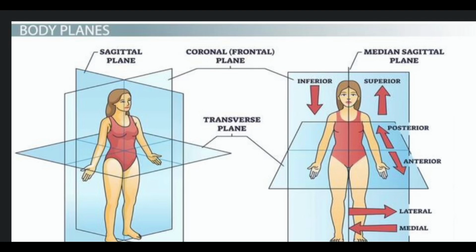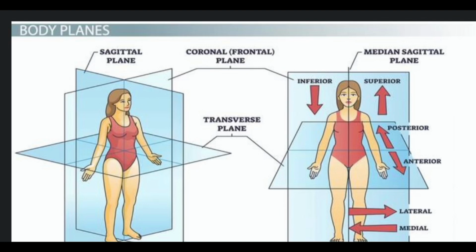There are two types of sagittal plane, the median sagittal plane, or you can call it the median plane, and the parasagittal plane. The coronal or the frontal plane divides the body into anterior and posterior parts, while the transverse, axial, or horizontal plane divides the body into superior and inferior, or you can say upper and lower parts, respectively.